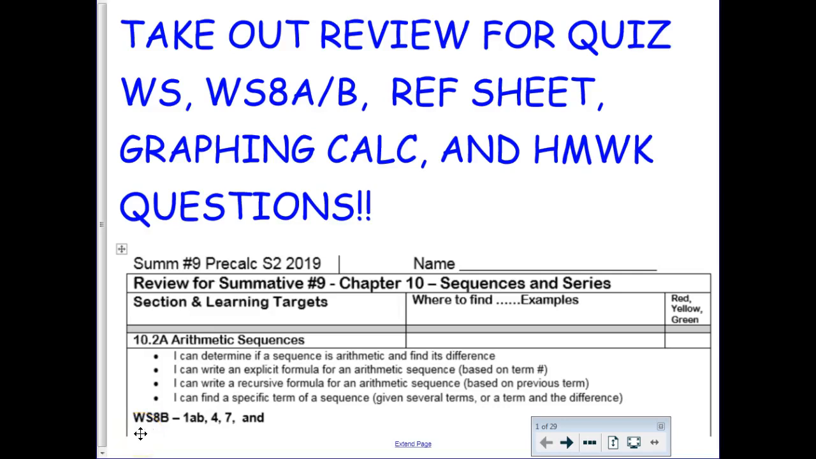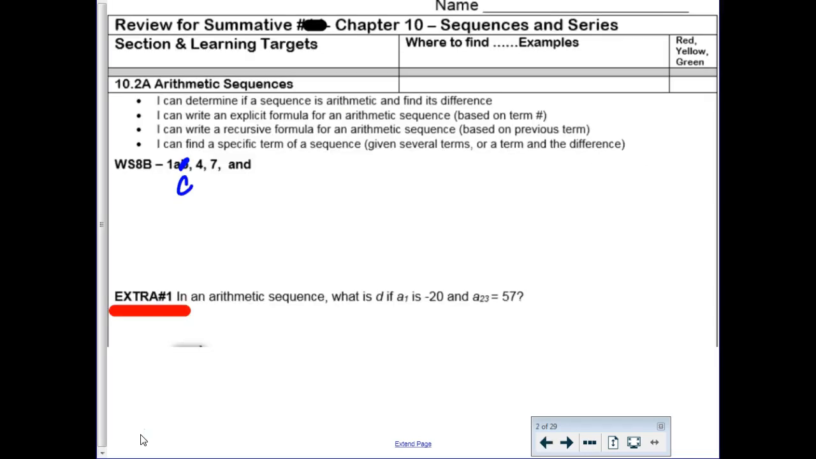Okay, so we have a salmon colored formula sheet out. It doesn't have much on it, but that's because those are the only formulas you're going to need. Obviously a calculator today. And then let's look at our review and also a lot of things on worksheet 8.